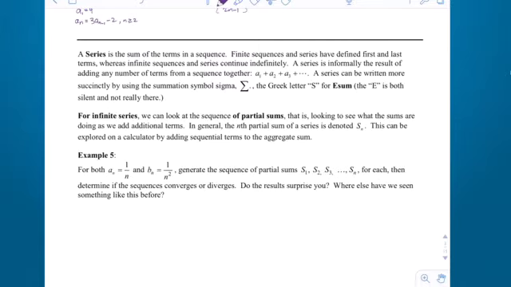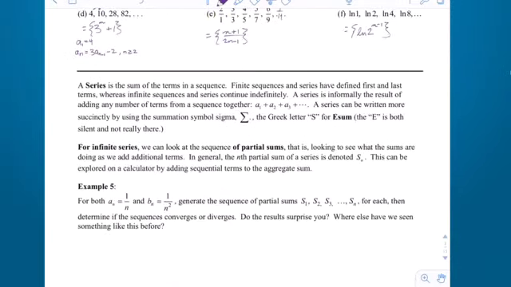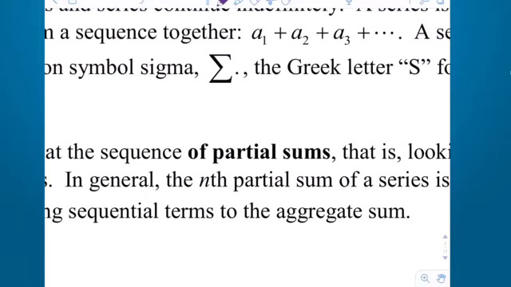The only difference between a sequence and a series is that a series, instead of having commas between the terms, has a plus sign or a minus sign. Okay? So a series is really the sum of the terms in a sequence. And so how do we show that we're adding the sum of the terms? We use the Greek letter sigma.